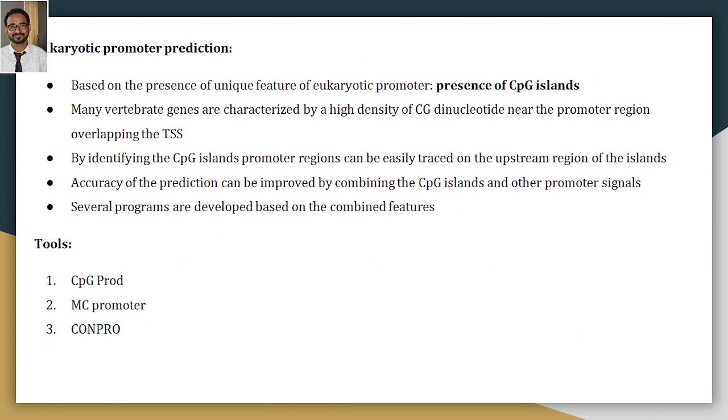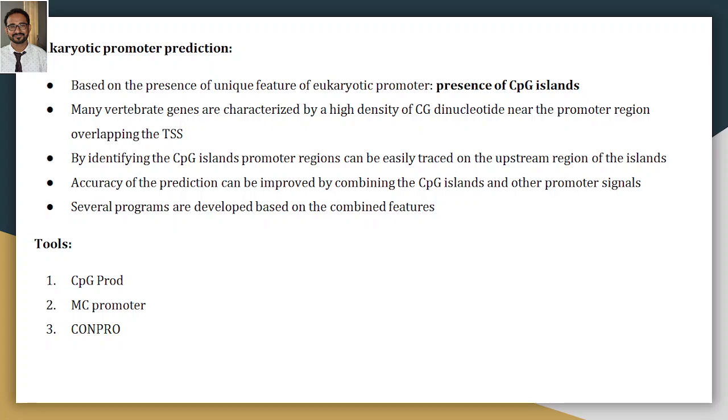Next we are having eukaryotic promoter prediction. For eukaryotic promoter prediction, again based on the presence of the unique feature of the eukaryotic promoter, that is the presence of what? CpG islands. Okay, I hope you know this. In molecular biology you might have studied it. Okay, so here again GC rich, you remember we had discussed the same kind of stuff.